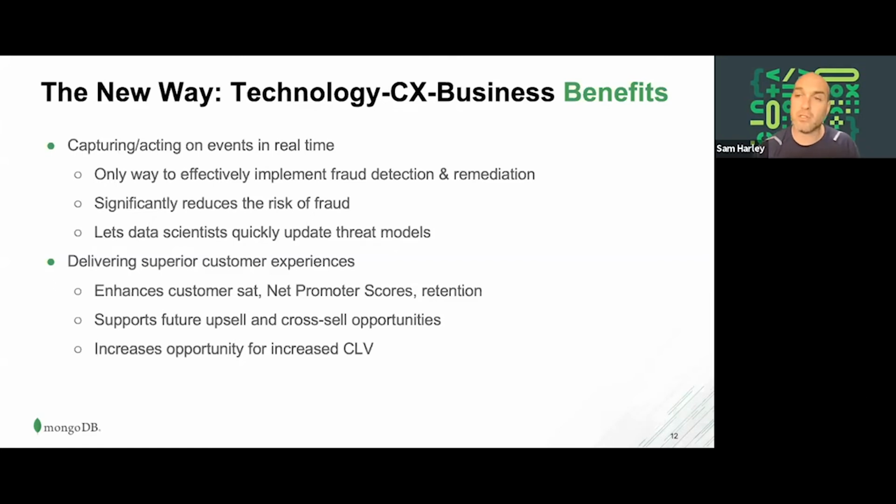It also delivers a far superior customer experience, resulting in increased customer satisfaction, retention, and also enables things like future upsell as well as cross-sell opportunities for the business. So why MongoDB when you think about microservices and event-driven architecture?